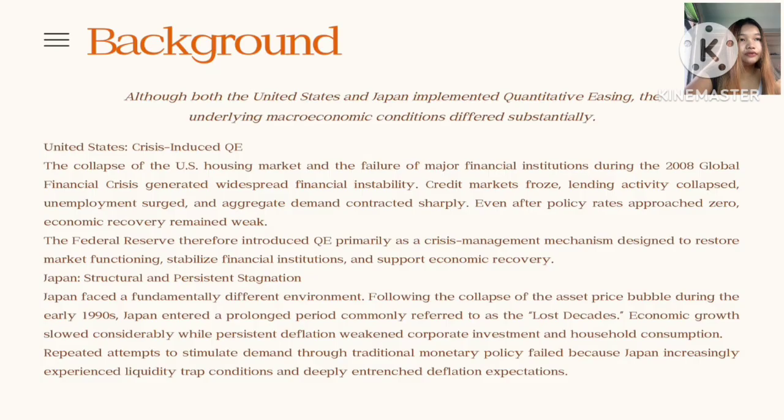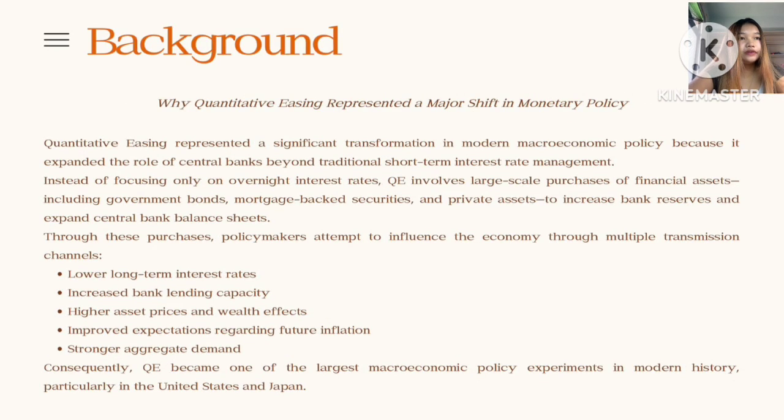Japan's situation was very different. After the collapse of its asset bubble in the early 1990s, Japan entered a prolonged period often called the lost decades. Economic growth slowed, deflation persisted, and weak domestic demand became deeply embedded. Therefore, while U.S. QE was initially designed as an emergency stabilization policy, Japan increasingly used QE as a long-term strategy against structural stagnation. QE represented a major shift in modern macroeconomic policy because central banks moved beyond simply adjusting short-term interest rates.